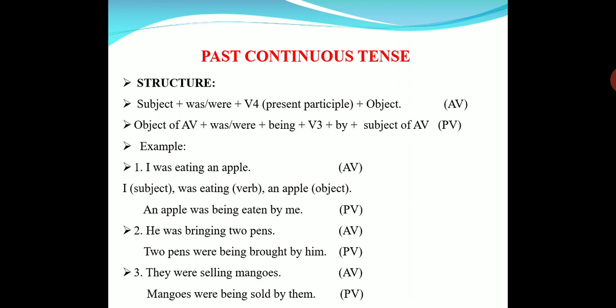In the passive voice, object becomes subject, no? Object of the active voice plus was or were plus it is continuous, so we use being, and then V3 form we add by, and then subject of AV becomes object of PV. AV means active voice, PV means passive voice.